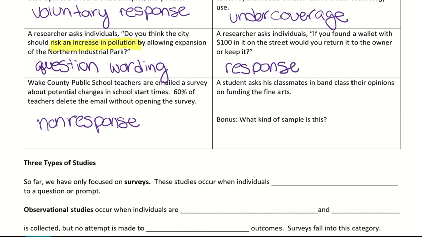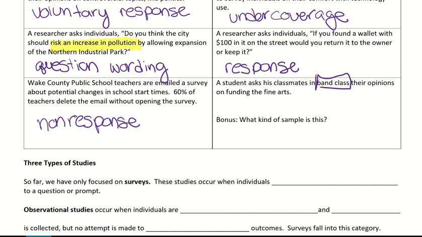Finally, a student asks his classmates in band class their opinions on funding the fine arts. If you think about asking students in a band class about funding the fine arts, their answers are probably going to lean a certain way. People are being left out here. We're not asking kids in any other class. So, this is definitely people being left out.